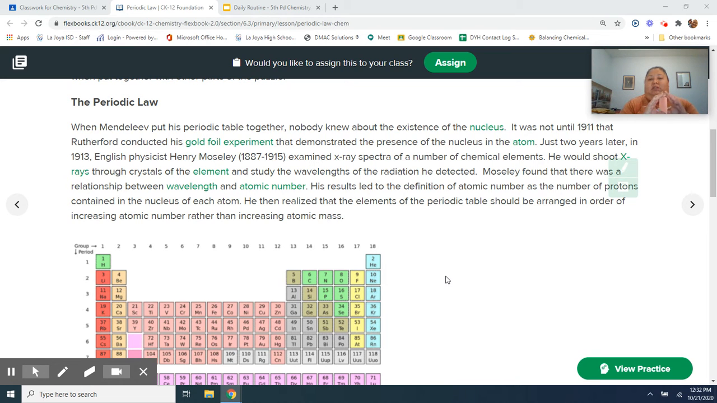And that's all we knew at the time. All we knew is that in these atoms, there was a nucleus that had some type of positive charge, but we didn't know why. Okay? And we didn't know why for about 2 years. 2 years later, in 1913, English physicist Henry Moseley is conducting his own research. And he was examining the X-ray spectra of a number of chemical elements. And he would shoot X-rays through crystals of the element and study the wavelength of the radiation he detected.